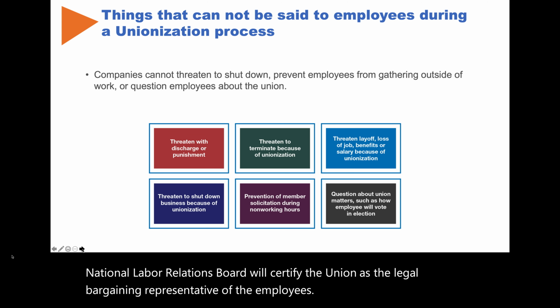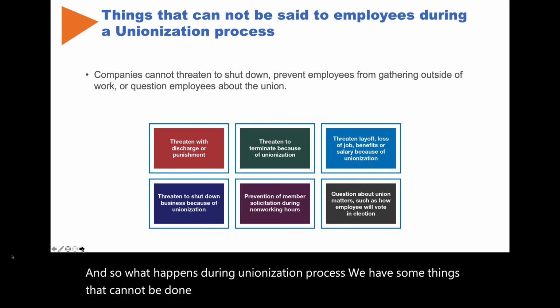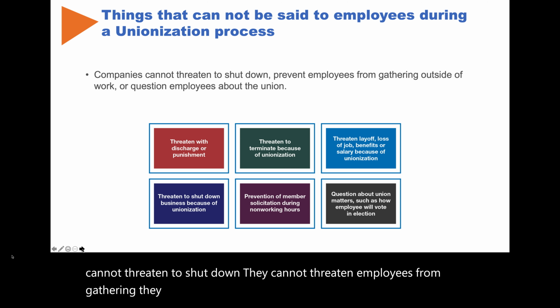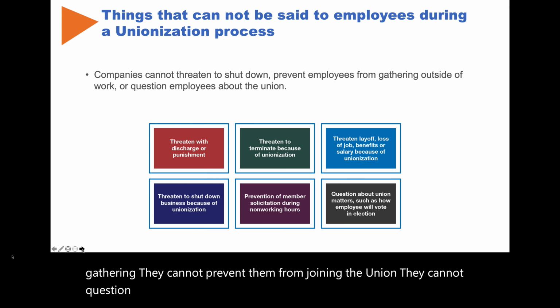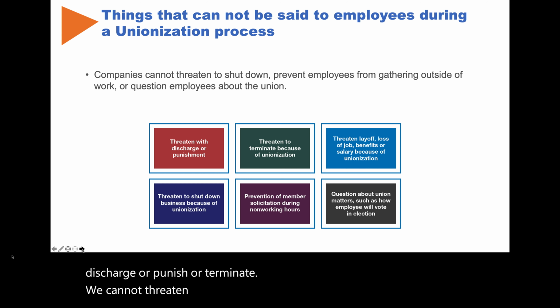And so what happens during the unionization process? We have some things that cannot be done or said. So companies cannot threaten, essentially. They cannot threaten to shut down. They cannot threaten employees from gathering. They cannot prevent them from joining the union. They cannot question employees about the union. And so we cannot threaten to discharge or punish or terminate. We cannot threaten layoffs, loss of jobs or benefits, etc., etc.